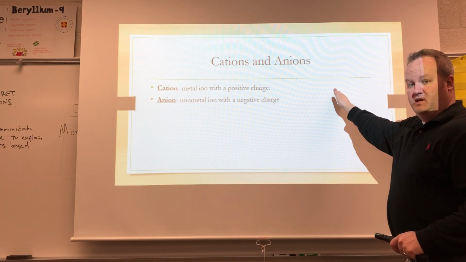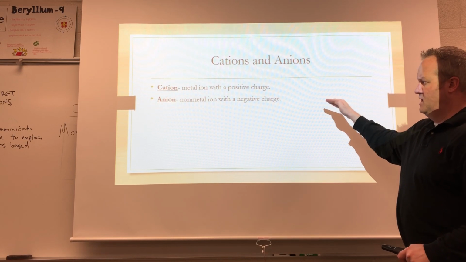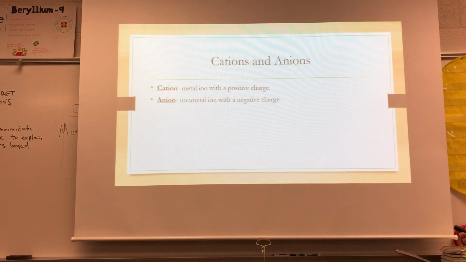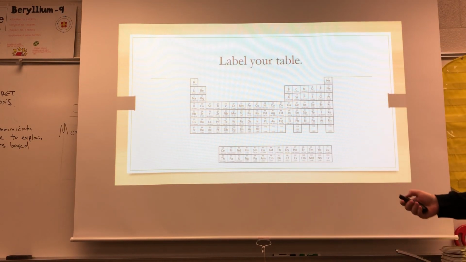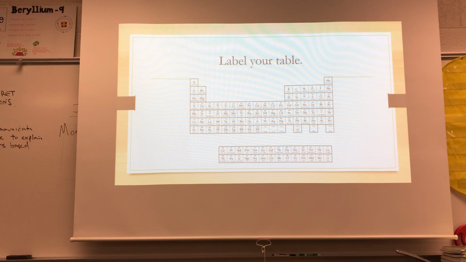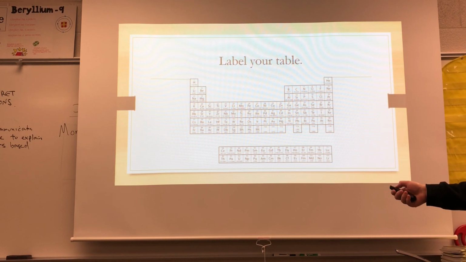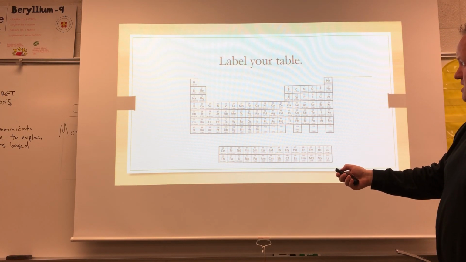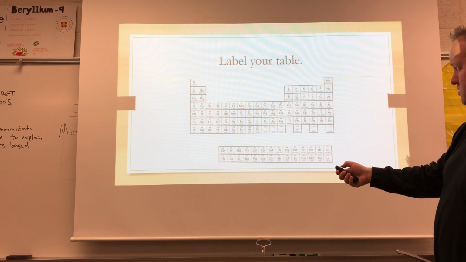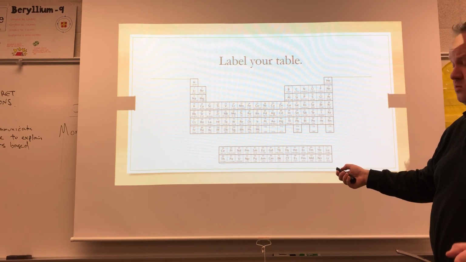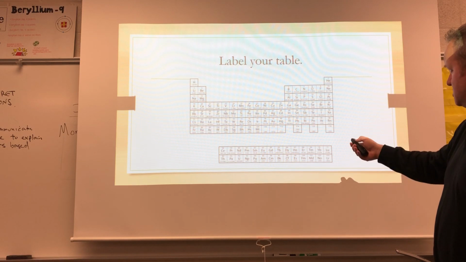Cations become positive because they have more protons than electrons. Anions become negative because they have more electrons than protons. We talked about the periodic table where we had 1 and 2, 3, 4, 5, 6, 7, 8 valence electrons. The transition metals will have 1 or 2, and the charges of these different groups, group 1 is a positive 1, group 2 is a positive 2. The transition metals will be a positive 1 or 2 because they mimic these first two groups.